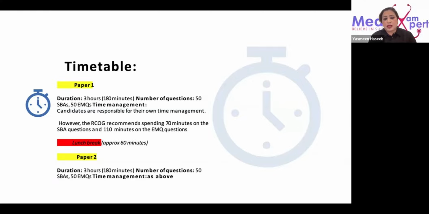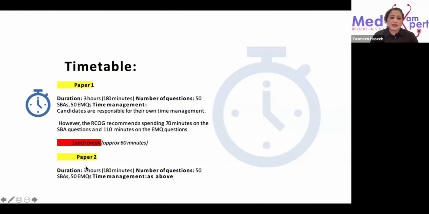I am also in favor of the RCOG. It is a right recommendation to spend less time on the SBAs, but much more time on the EMQs. As I said, the EMQs are a very, very difficult part of this exam. But it depends upon the person, whatever you want to do. This is your time, you can use it.